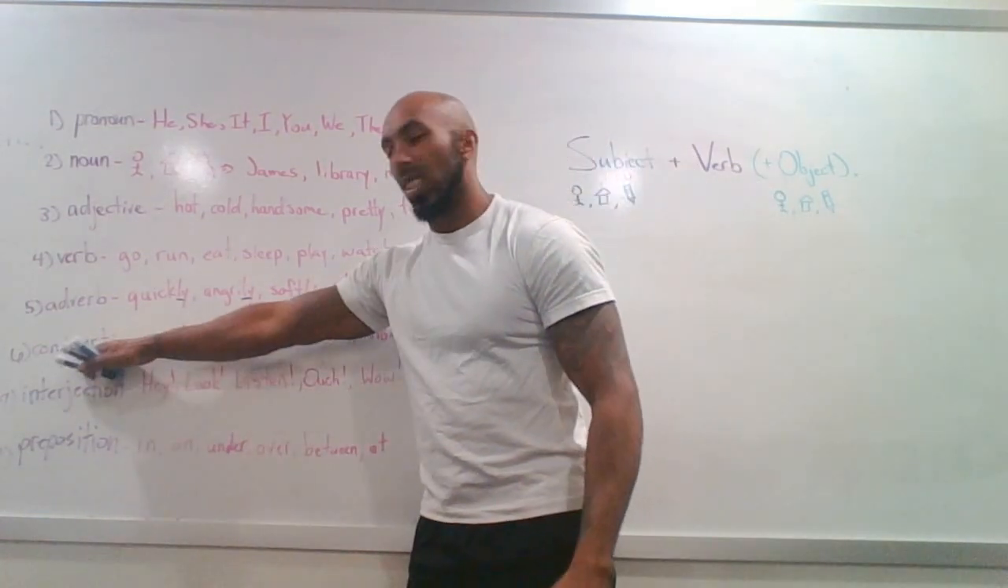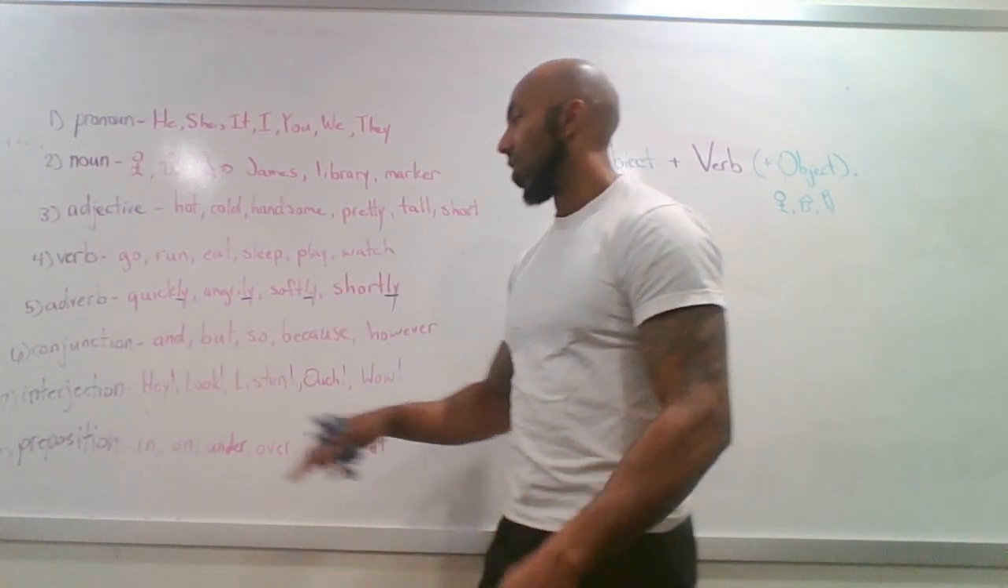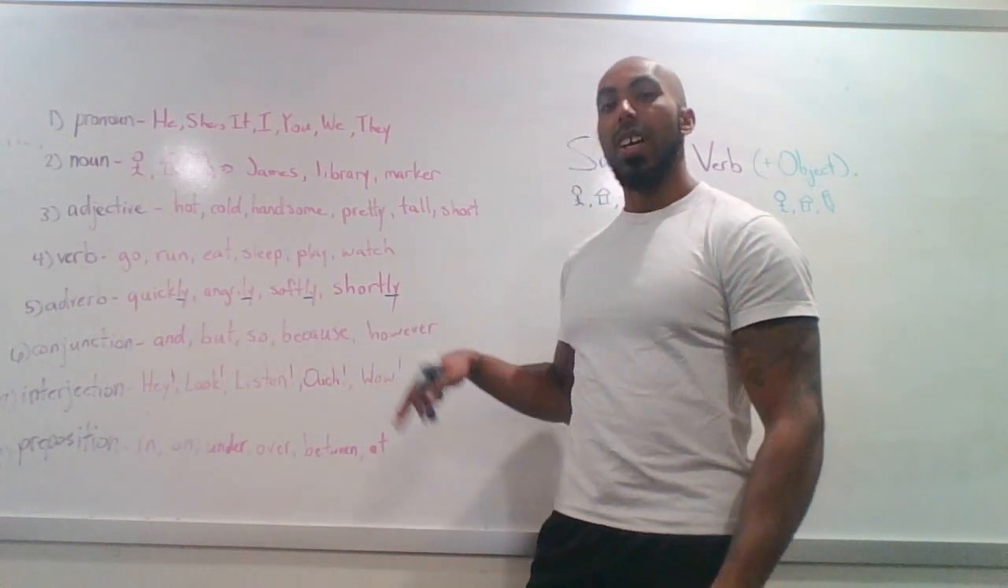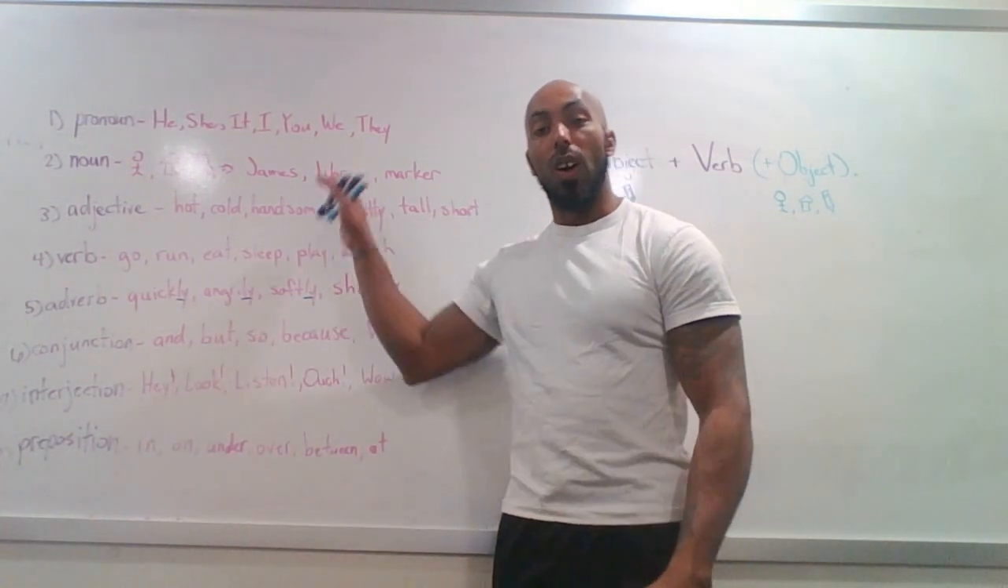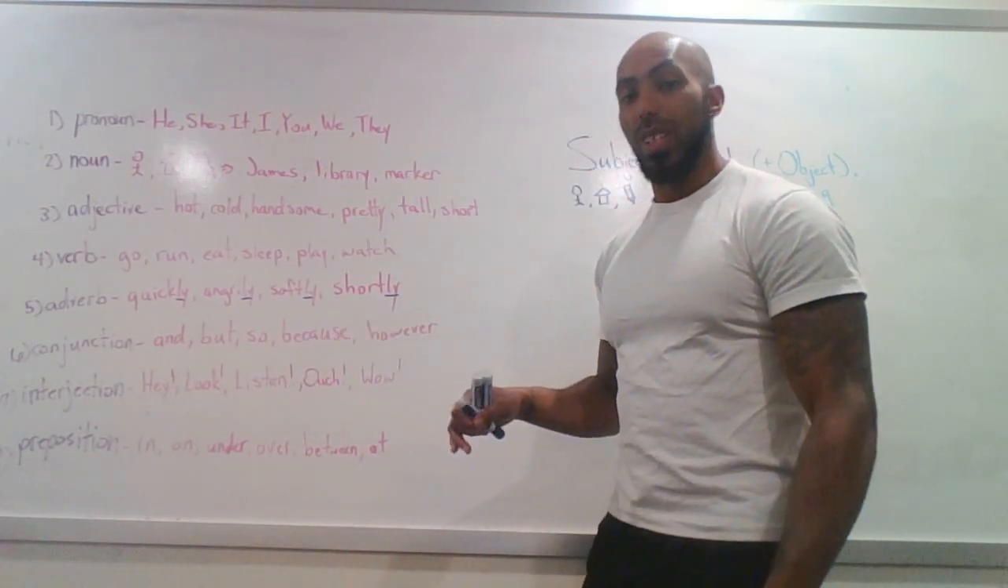Next is a conjunction. Now a conjunction puts 2 sentences together. Conjunctions are and, but, so, because, or however. Now, there are more of all of these things. These are just some examples that I have written.